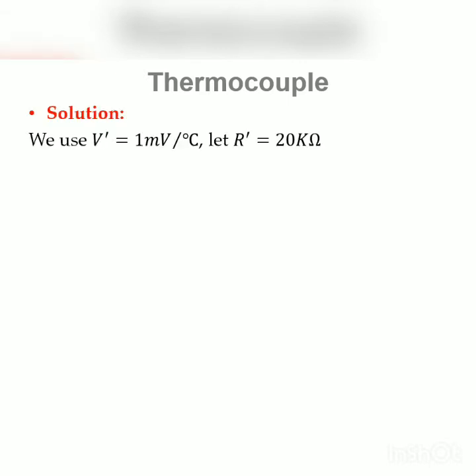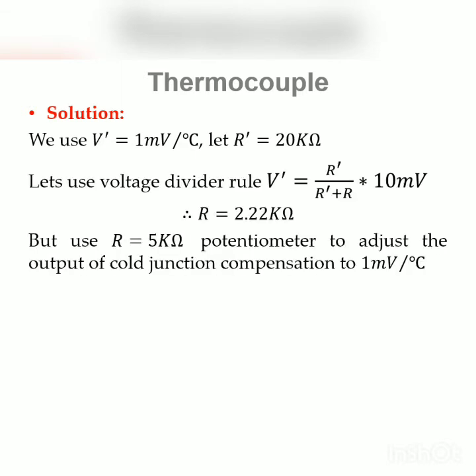Now let's say that R dash is 20 kilo ohms. By the voltage divider rule, V dash will be equal to R dash upon R dash plus R, into 10 millivolt. Remember here 10 millivolt will be the voltage per degree Celsius as an output of the LM35 IC. If you solve this for R, we will get a value of 2.22 kilo ohms.